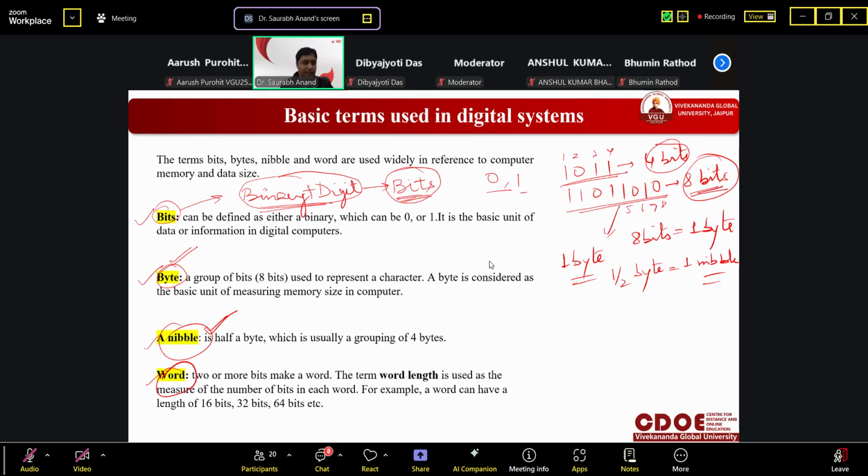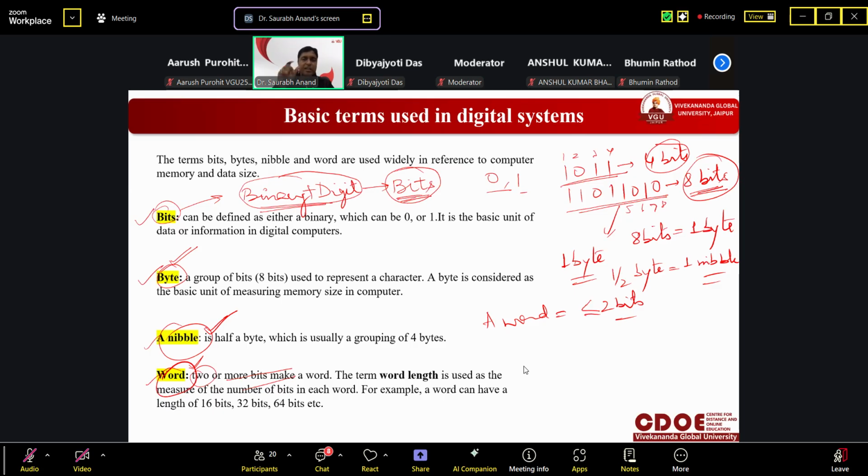And what is word? It may be a combination of two or more bits. So one word is greater than or equal to 2 bits.